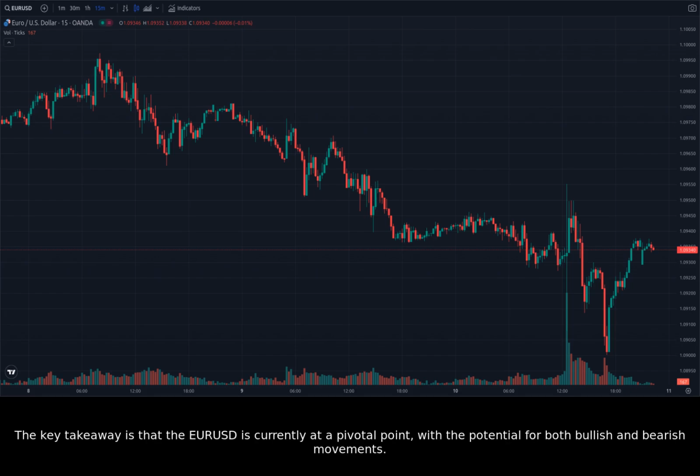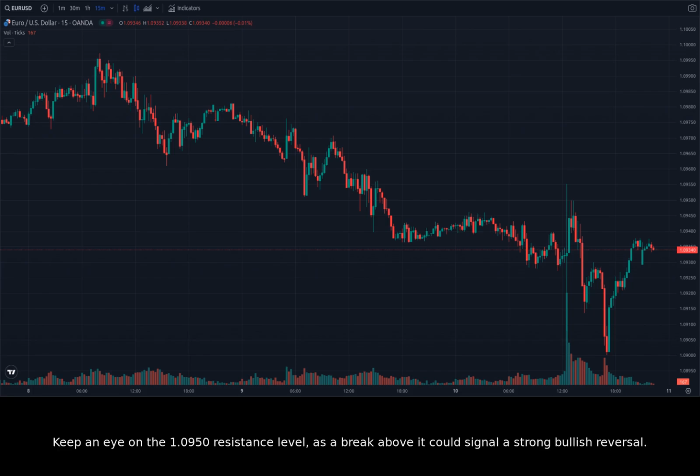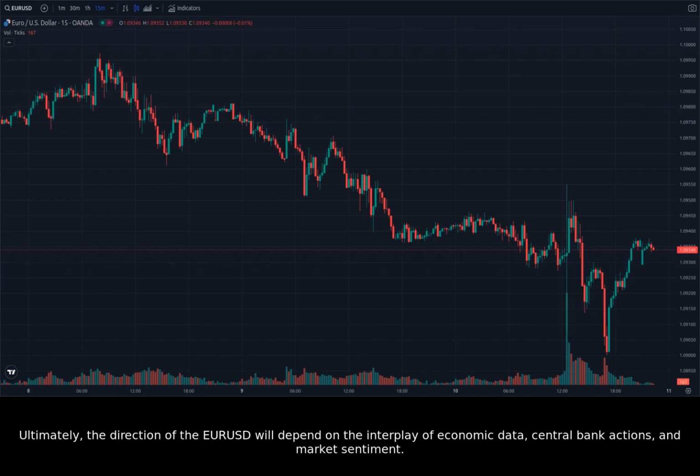The key takeaway is that the EURUSD is currently at a pivotal point, with the potential for both bullish and bearish movements. Keep an eye on the 1.0950 resistance level, as a break above it could signal a strong bullish reversal. On the other hand, a break below the 1.0900 support level would solidify the bearish trend. Ultimately, the direction of the EURUSD will depend on the interplay of economic data, central bank actions, and market sentiment.